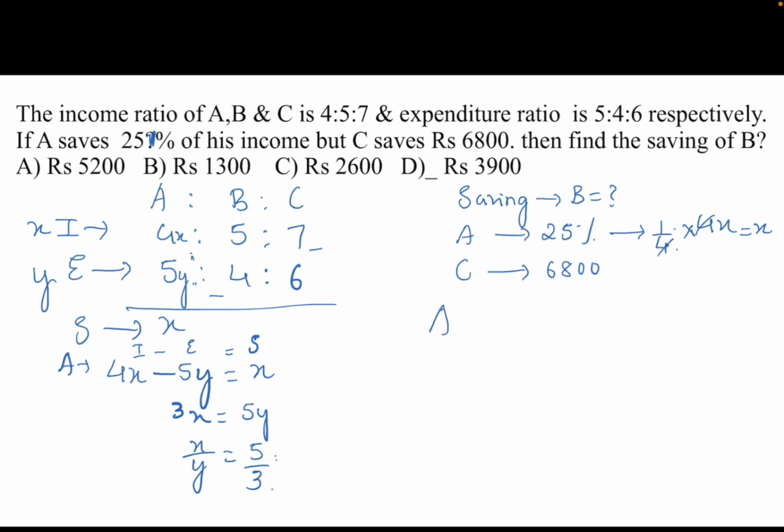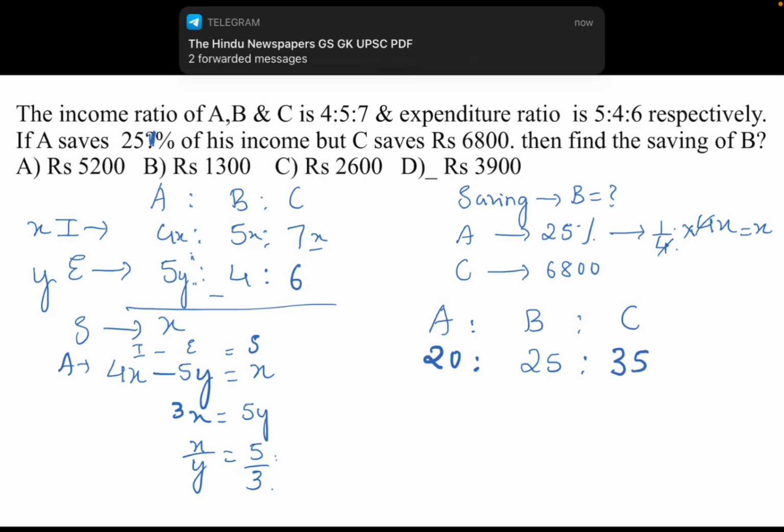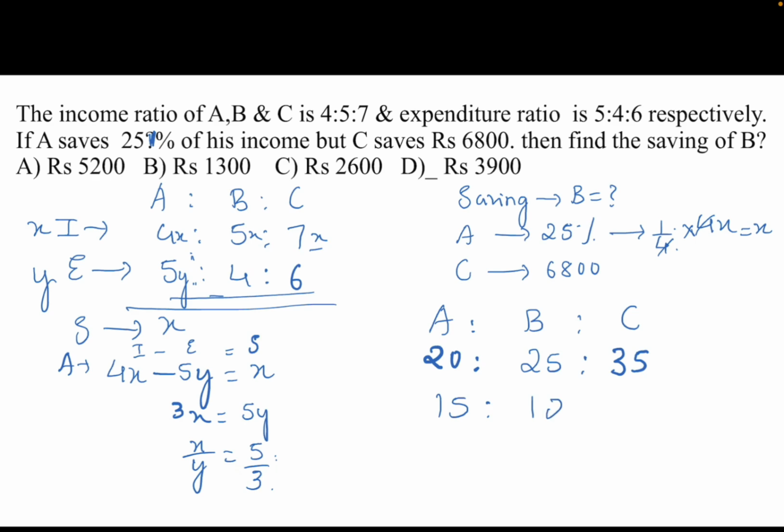Now multiplying this value with all the terms. Now here also x, here also x. So we know x is 5. So 4 5s are 20, 5 5s are 25, 7 5s are 35. Okay. Next, we know y is equal to 3. Multiply with all these terms. 5 3s are 15, 4 3s are 12, 6 3s are 18. Okay.